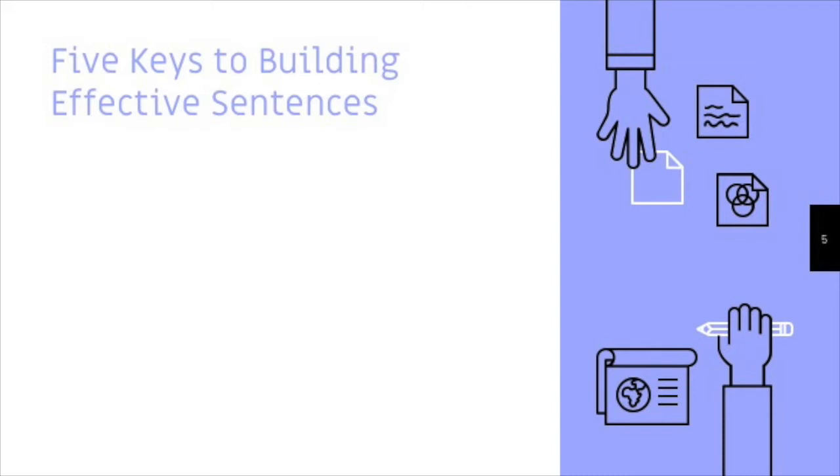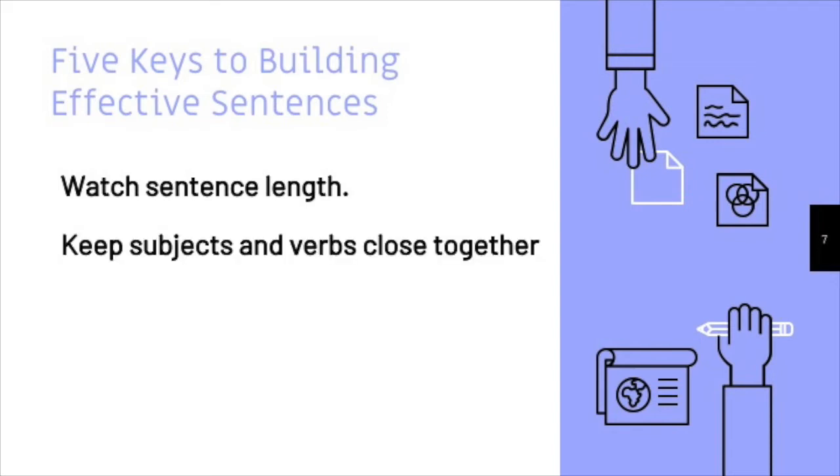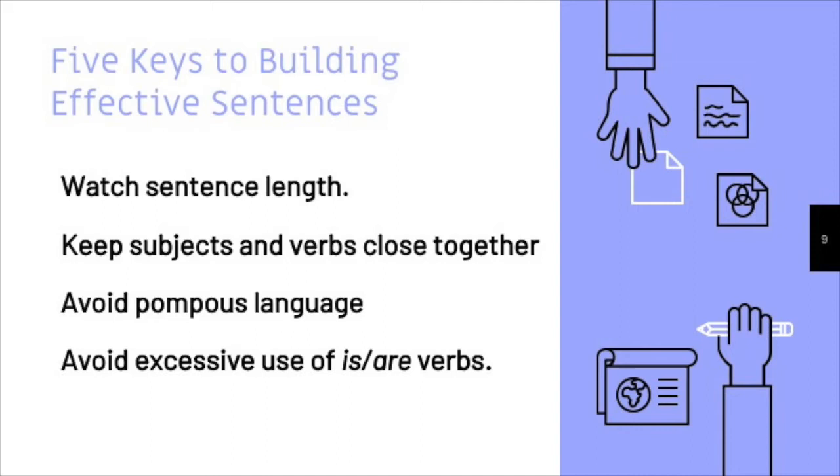The 5 keys are: watch your sentence length, keep subjects and verbs close together, avoid pompous language, avoid excessive use of is-are verbs, and use active voice wherever possible. Let's go over each of these principles a little more fully.